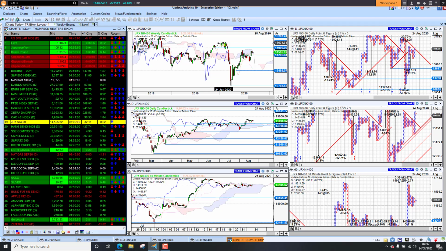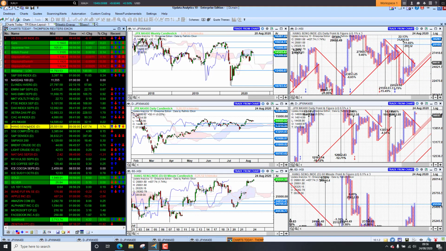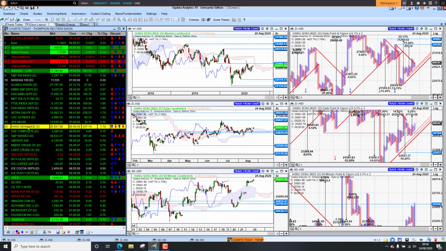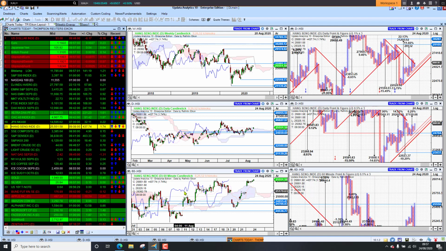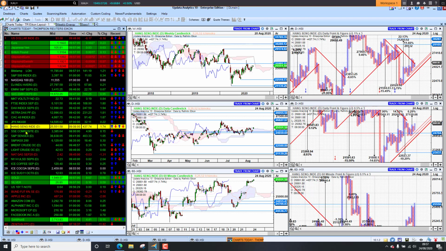We really do need to break the high set at the beginning of the year. We are still in a long-term downtrend there. The Hang Seng, much the same picture actually. We're in a long-term downtrend and we are bearish below the cloud here, although short-term bullish on the chart there.